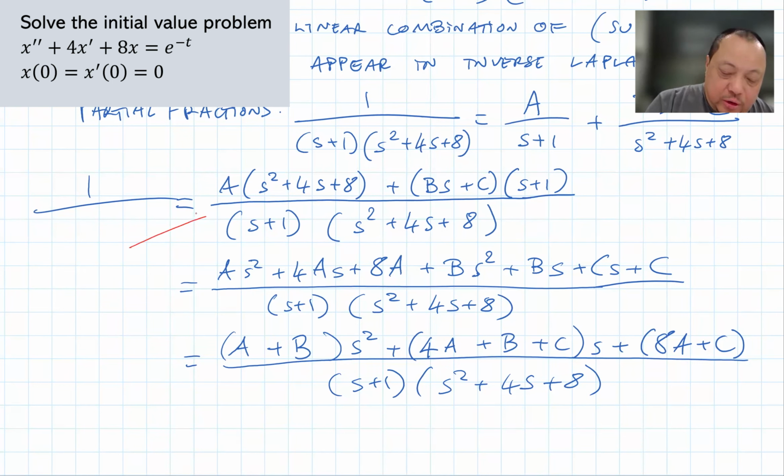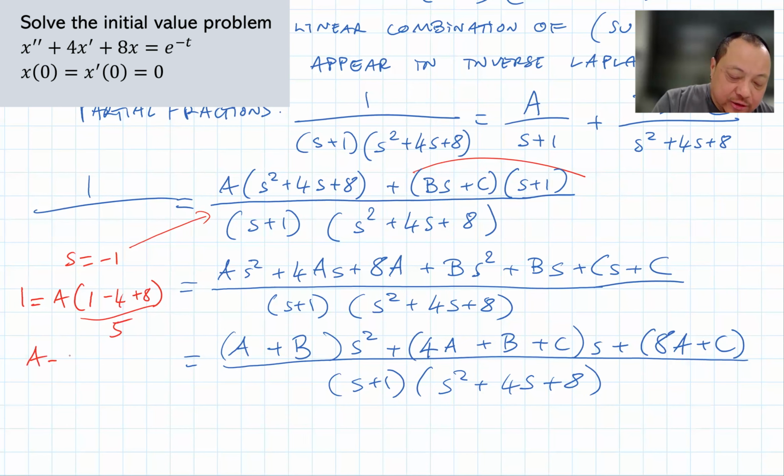All right. So back here, if I set s equals to -1, I'm only looking at the numerator. Then this second term is gone. And in front, I have 1 is equal to a times 1 minus 4 plus 8. And that's 5. So a is equal to 1/5.